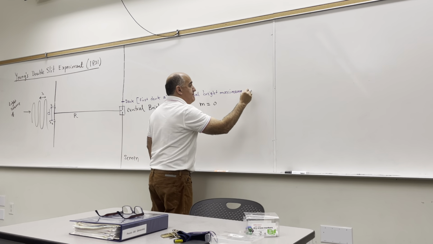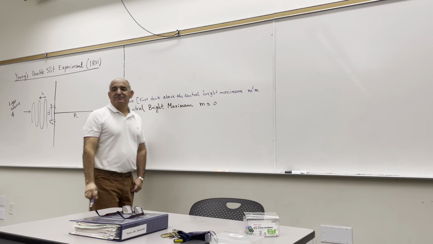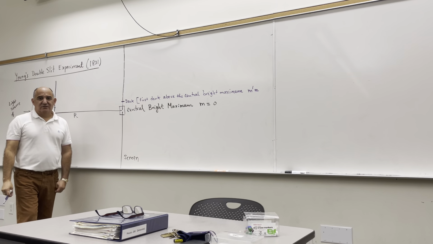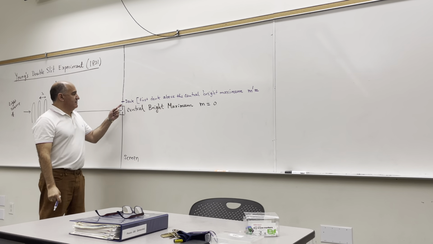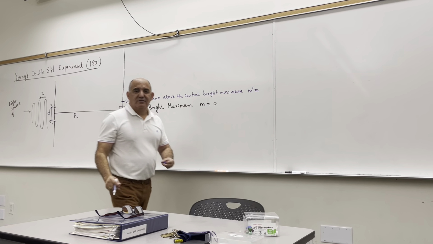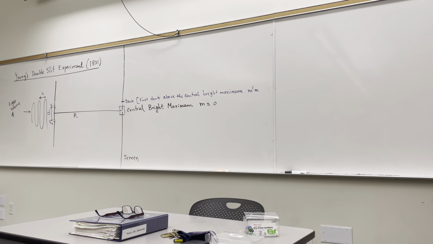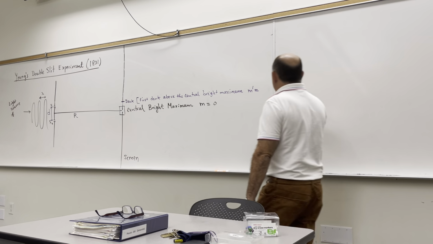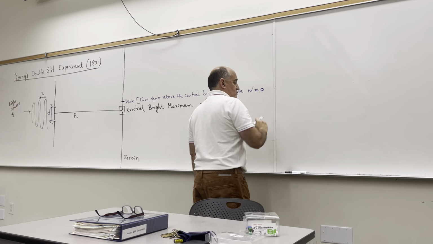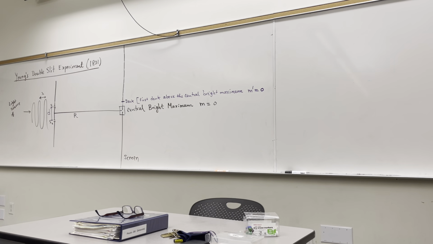And what is the value of m prime for that? Because now we're talking about the dark ones. What's the value of m prime that gives you that first dark? 0. Correct? Can you see that I get this in my path length difference if I choose this value? So that m prime is 0. So we have a dark one. That would be this one here, right?